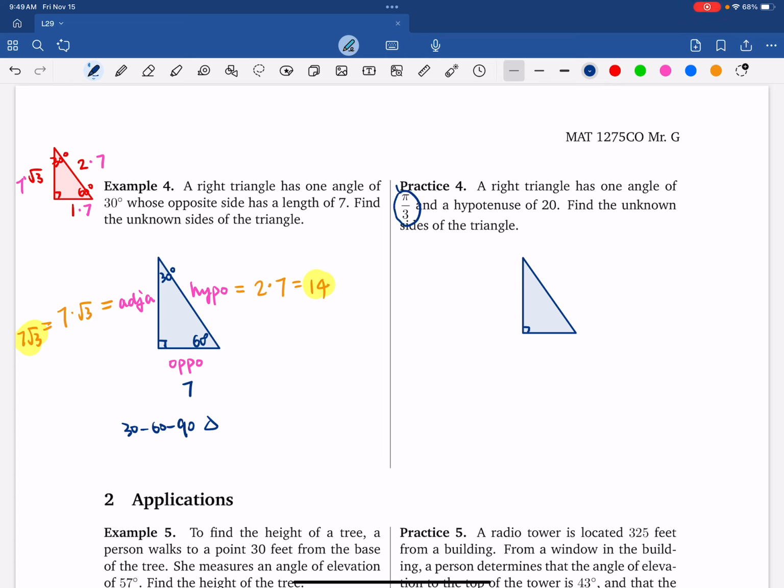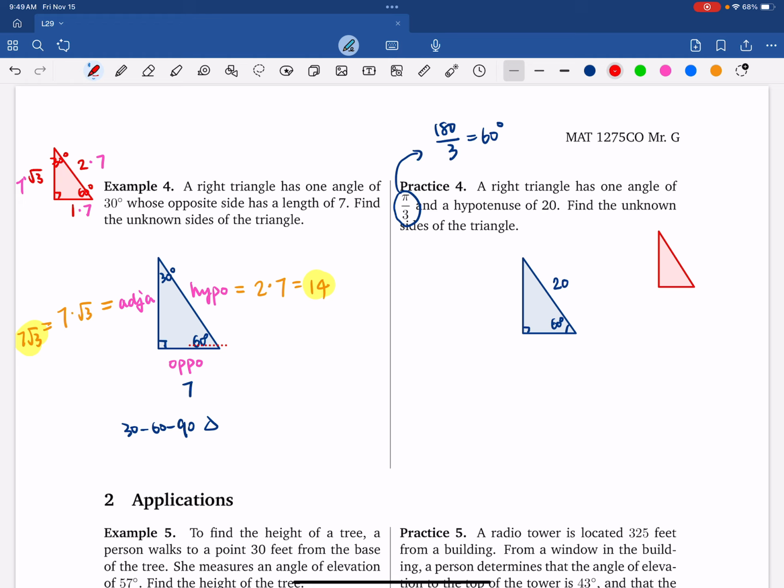So what's pi over 3? It's 180 divided by 3, which is 60 degrees. So I'm going to label it right here. This is pi over 3, or 60 degrees. And the hypotenuse is 20, so I'm going to label it 20. You're going to find the other two sides. So same thing, right? We're going to use the 30, 60, 90 special right triangle.